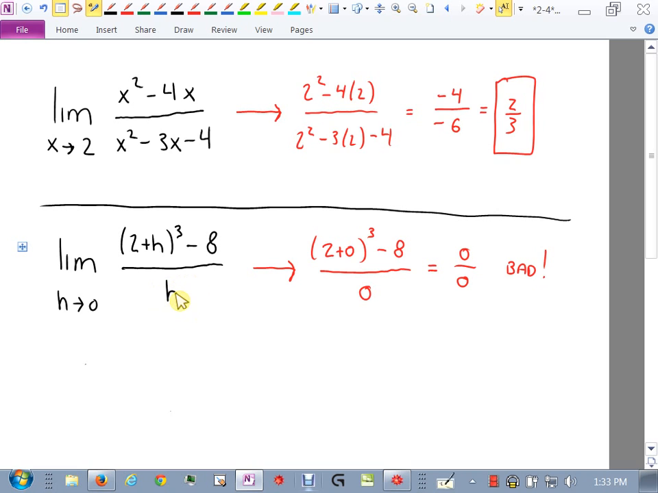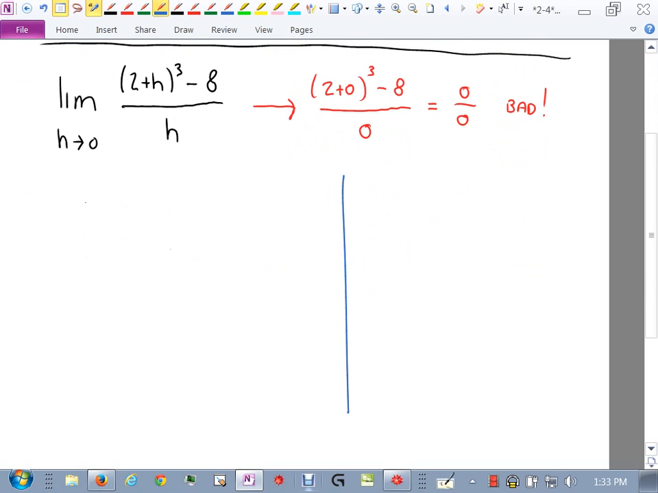The only way this h won't be here is if there's an h up here that I can cancel with it. But how in the heck am I going to get an h out of this? Do I have to expand this? That means I have to do 2 plus h times 2 plus h times 2 plus h. I could do that, right? That is a fair, legitimate algebraic move to multiply that all out. All right, so I may as well just do a little scratch work here on the side and figure out what (2 plus h) cubed is. That means 2 plus h times 2 plus h times 2 plus h, right?